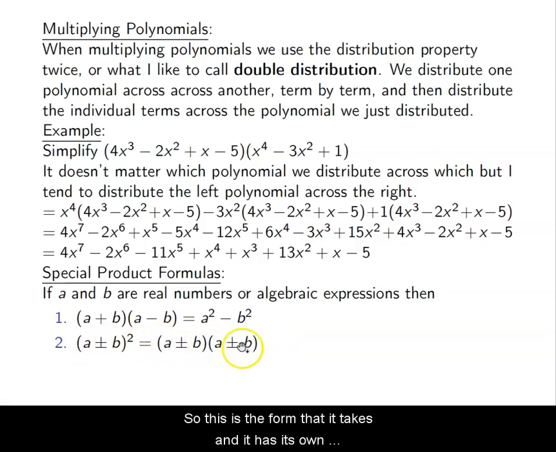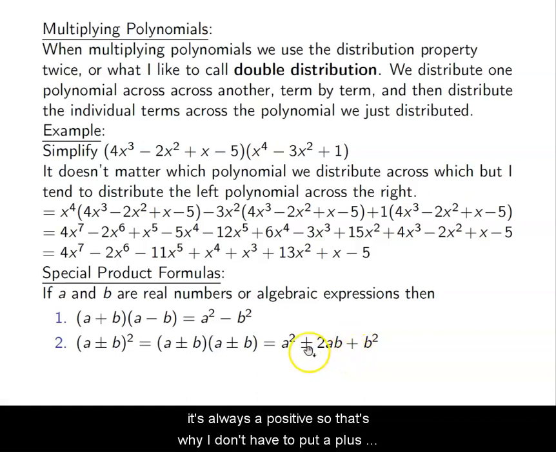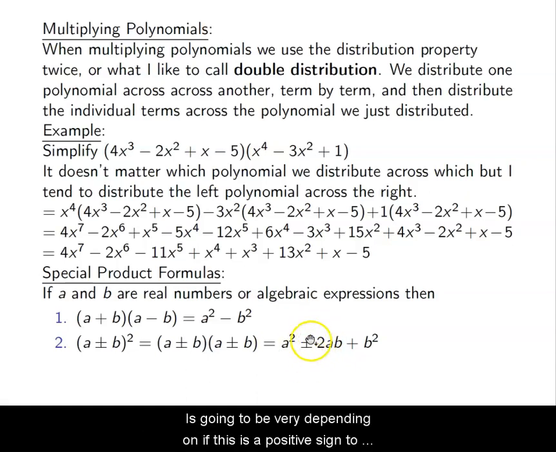Okay, so this is the form that it takes, and it has its own special expansion. Most people will just remember this and write the expansion. So again, I wrote this to clarify that that's what this looks like. This is what you're doing. You're taking this and multiplying it twice, right? So the expansion is a squared plus or minus, depending on the sign you're using, 2 times ab. This is always going to be positive. This plus b squared, it's always positive, so that's why I don't have to put a plus or minus here. However, this second term is going to vary: if this is a positive sign, it'll stay positive. If it's a negative sign, it would be negative.